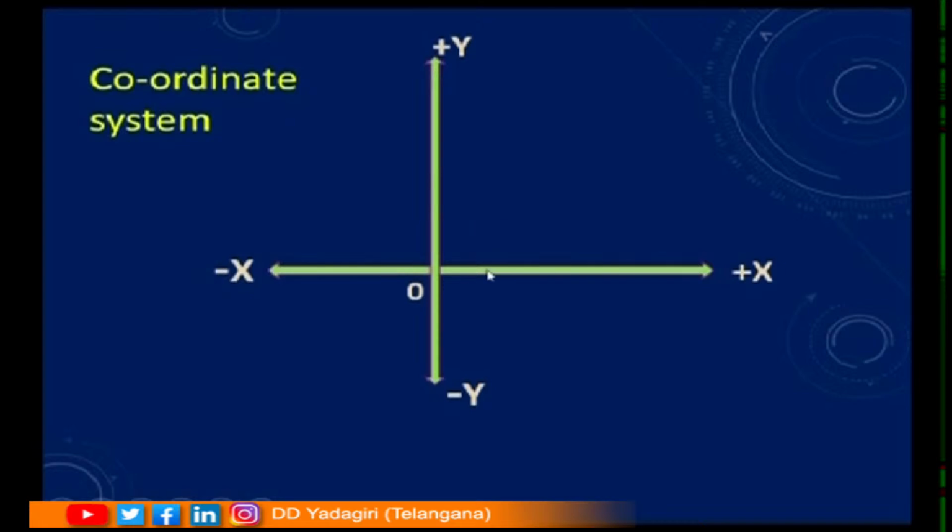They are perpendicular to each other. In this direction it is taken as the positive x-axis, this is the negative x-axis, and a positive y-axis and a negative y-axis. So you have to consider a force in the direction of the positive x-axis as well as the positive y-axis as positive, and you have to consider the forces in the direction of the negative axes, like the negative y-axis and negative x-axis, as negative forces.